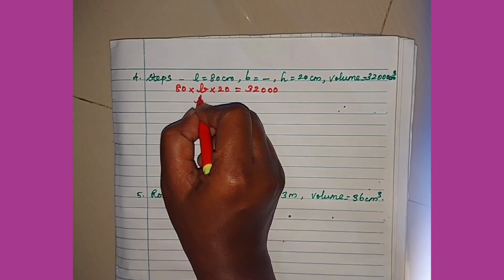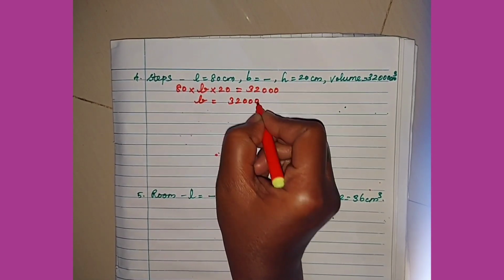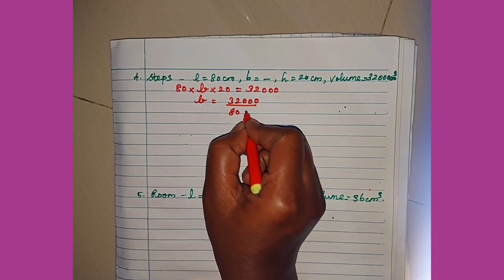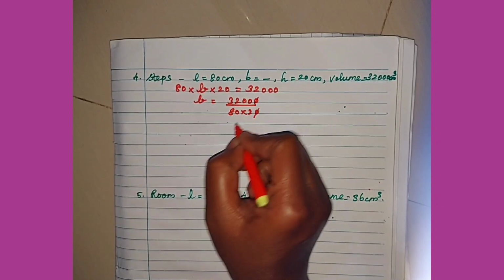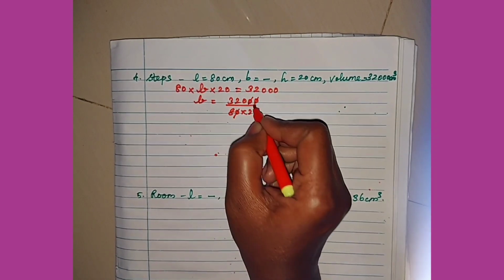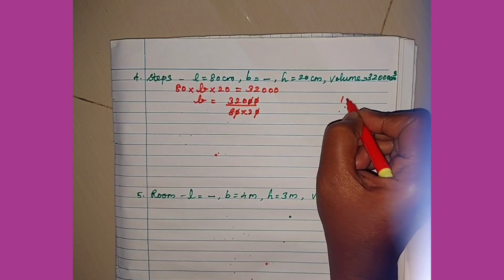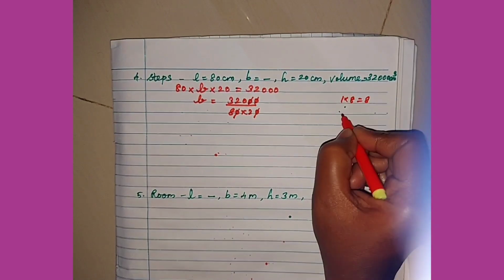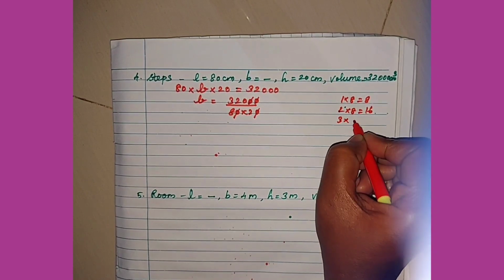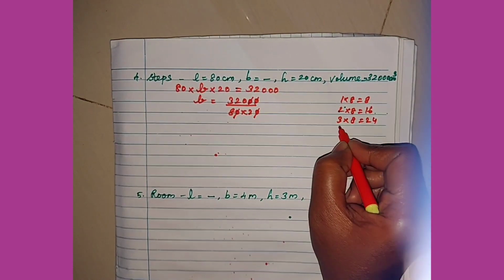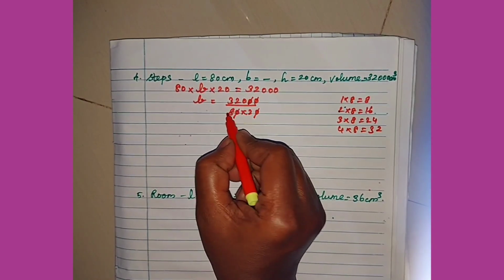So we have to find the breadth value. B is equal to 32,000 divided by 80 into 20. Now cancel the 0, 1 0 1 0, again 1 0 1 0. So first we multiply the 8 table. 1 8s are 8, 2 8s are 16, 3 8s are 24, 4 8s are 32. So this value we have to cancel.